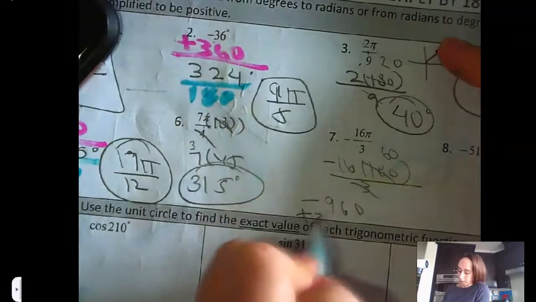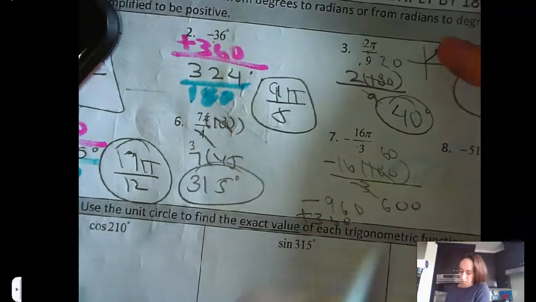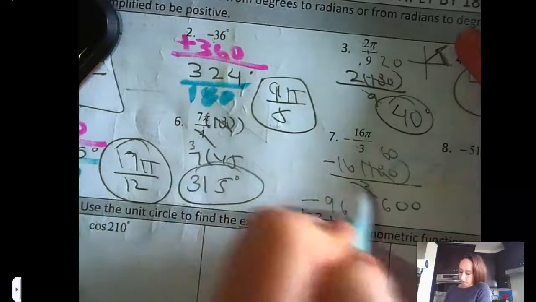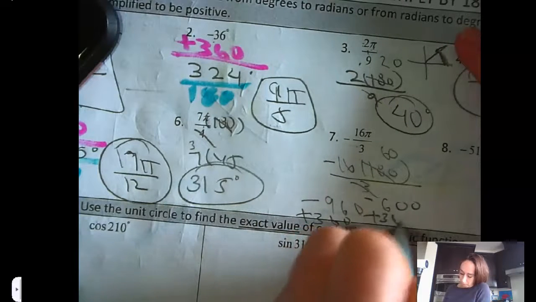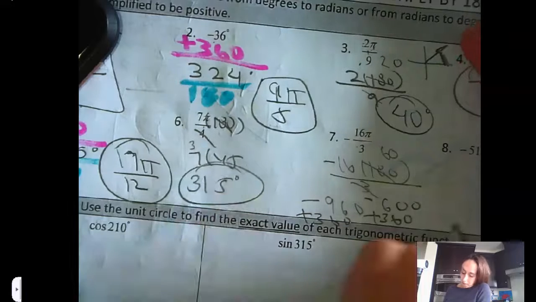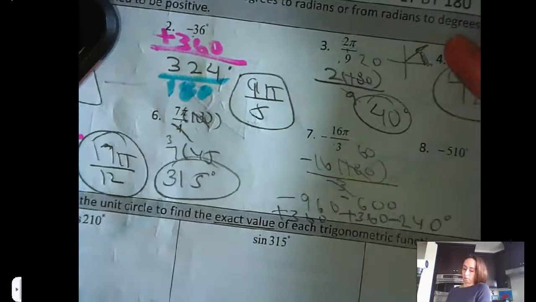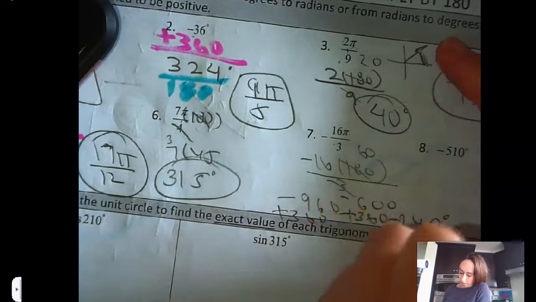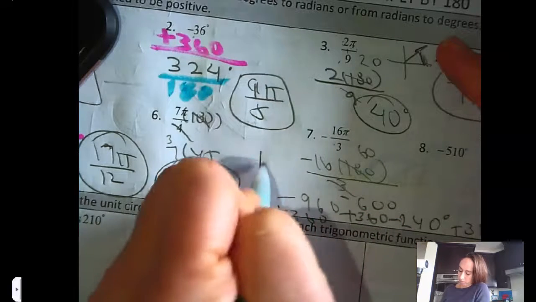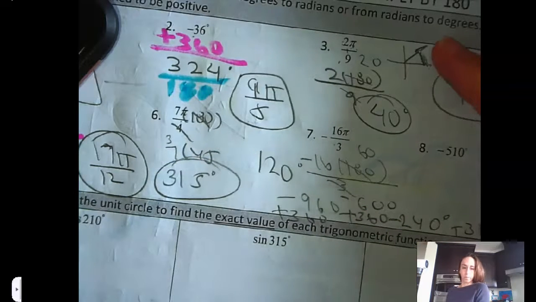So if I add 360, I get negative 600. Okay, negative 600. Add 360, and I get negative 240, but I'm still negative. So now I add 360, and the equivalent is 120 degrees. Okay.